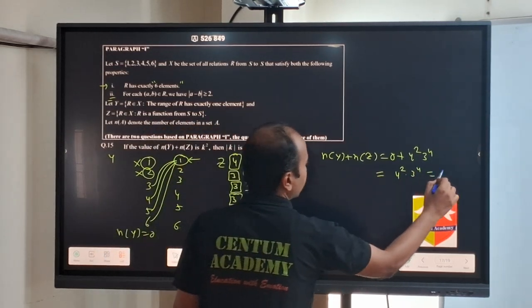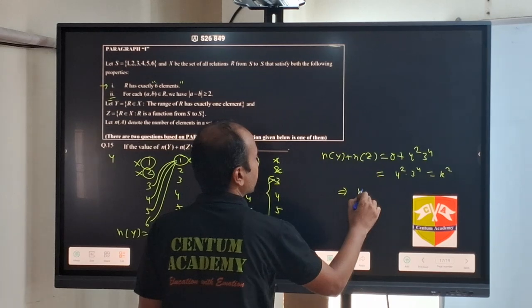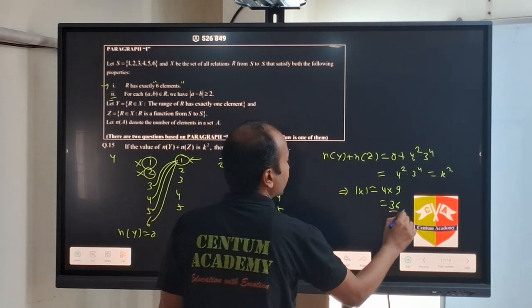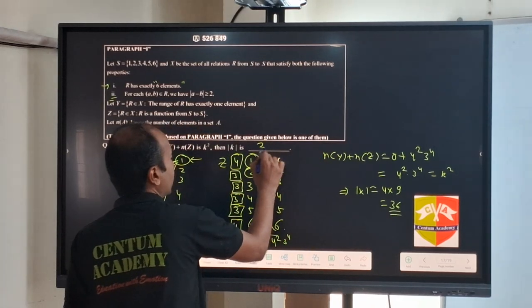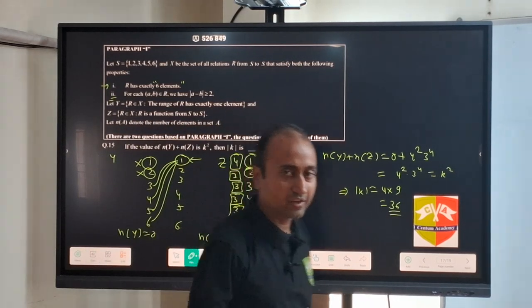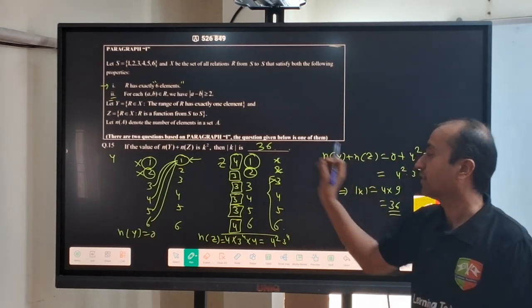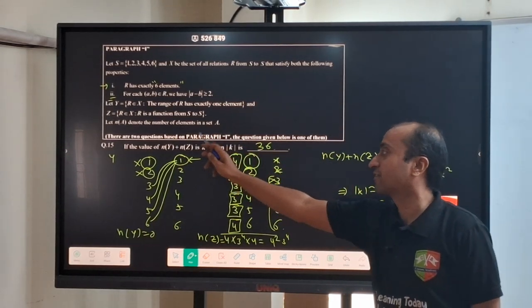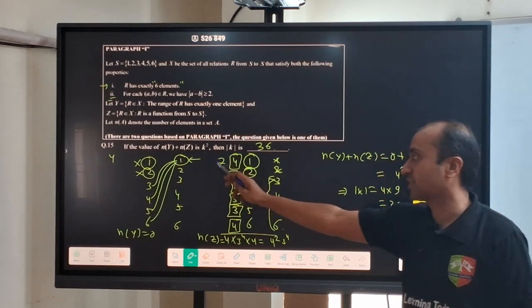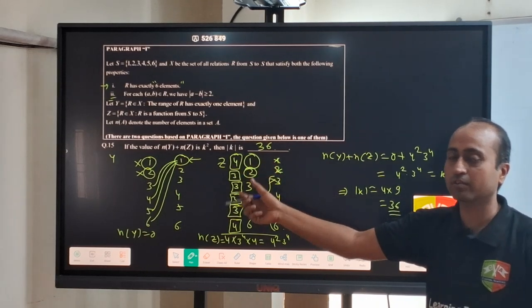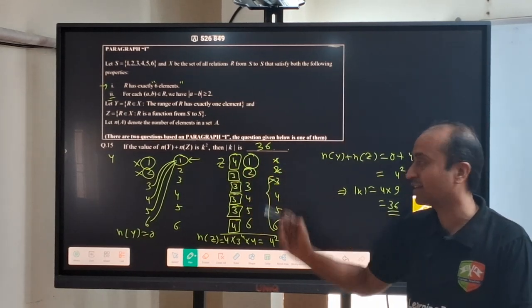And if you compare it with k square, then k will be the square root of this. Then mod of k is simply 4 times 9, which is 36. So the answer to this question is 36. But if you are not careful enough, even after doing everything correctly and calculating correctly, if you calculate n of Y plus n of Z, please read the full question. What are they asking? Are they asking this n of Y plus n of Z, or the root of that, or the square of that, or what are they asking?